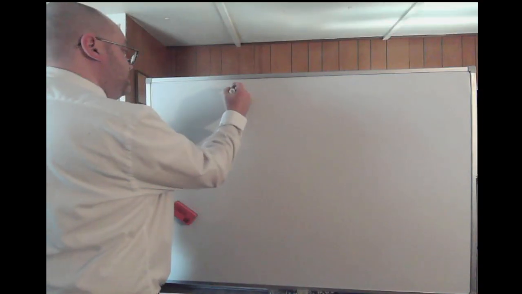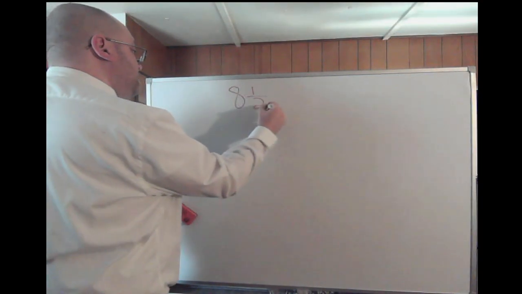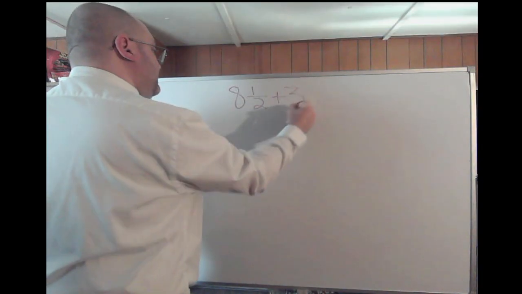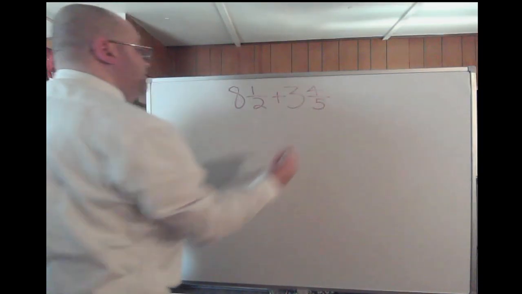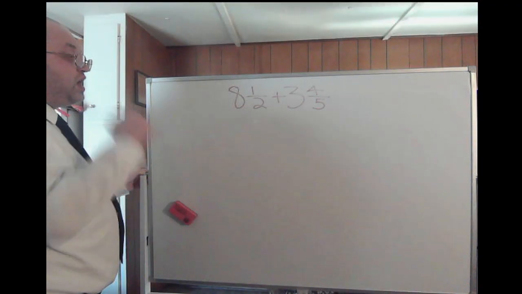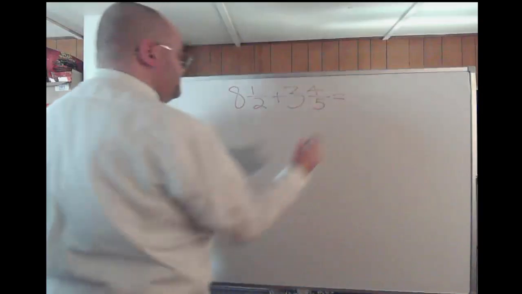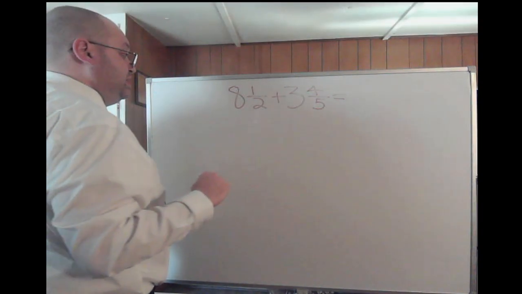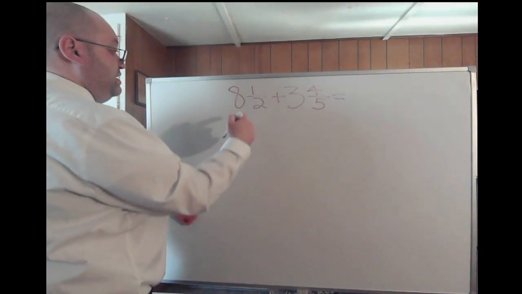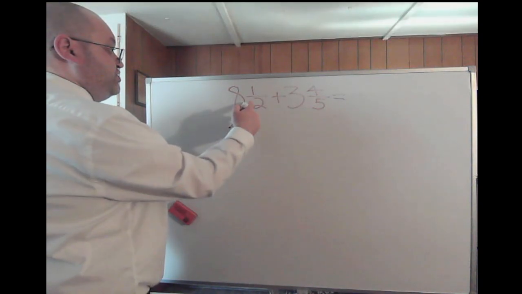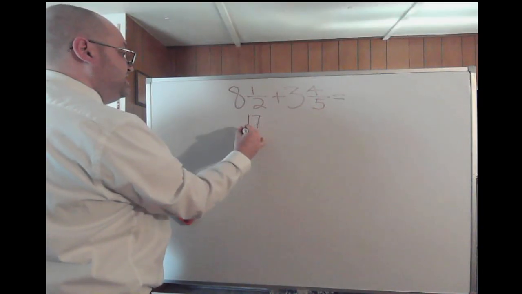Alright, we have 8 1/2 plus 3 4/5. You have mixed numbers now. First thing I would do is convert these into improper fractions. So 8 1/2 is an improper fraction. You'll take 2 times 8, which is 16, plus 1 is 17. You'll have 17 halves.